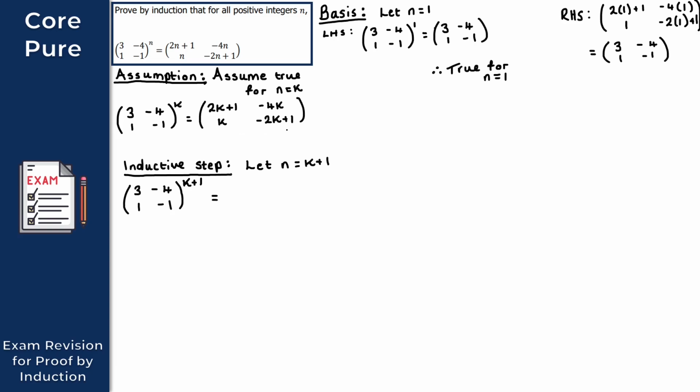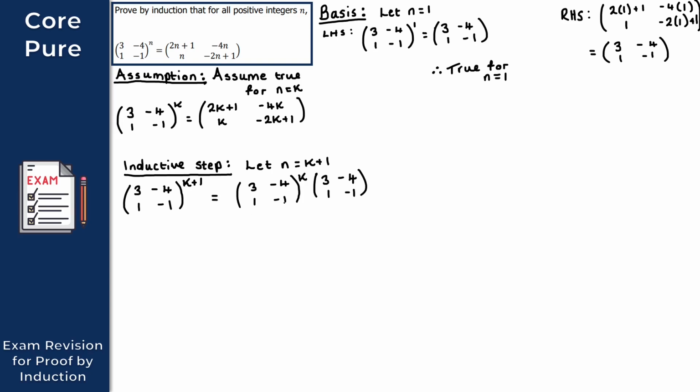Now this matrix here, what I want to do is use the previous result that we assumed is true for n equals k. So to do that, we need to write this as a product of matrices, right? I get 3, minus 4, 1, and minus 1 to the power of k, and then we times this by this matrix again, but to the power of 1 now. So 3, minus 4, 1, and minus 1 there. Okay, so the left-hand side is equal to the right-hand side, just using basic rules of indices, right?